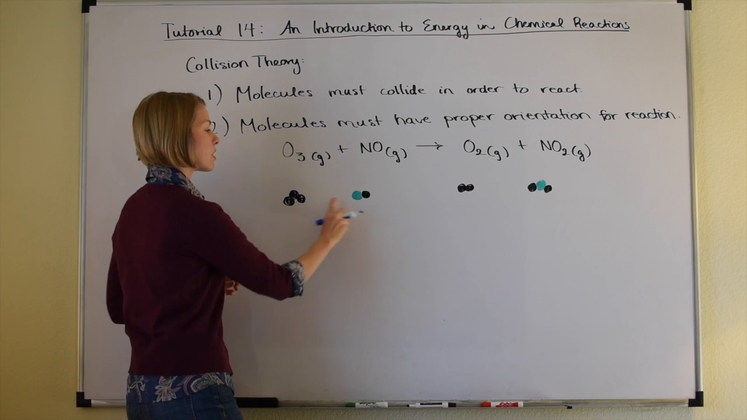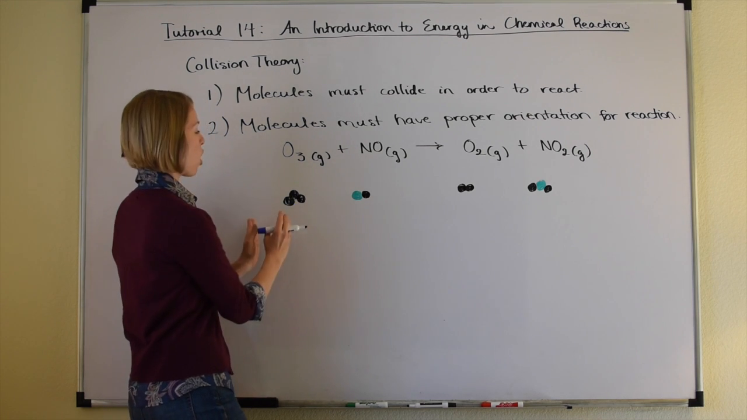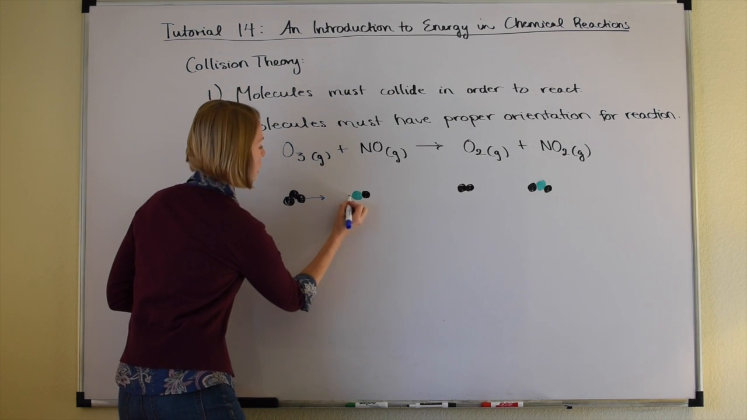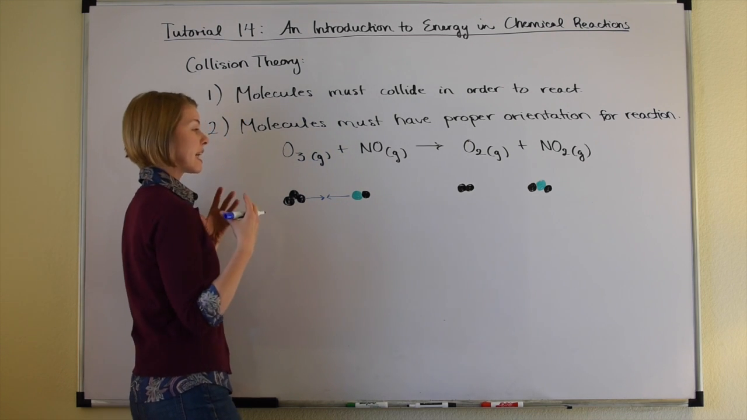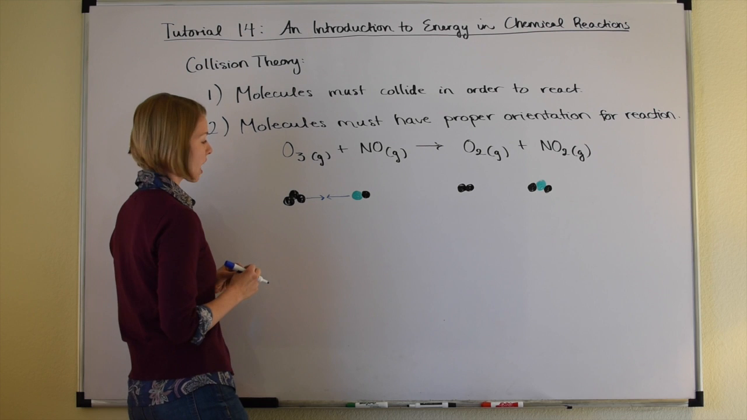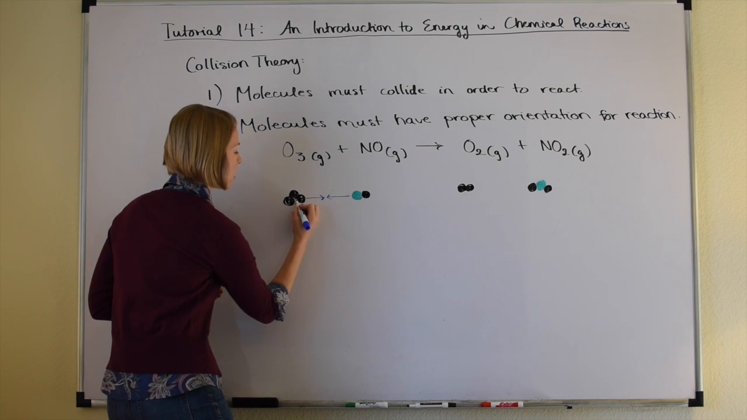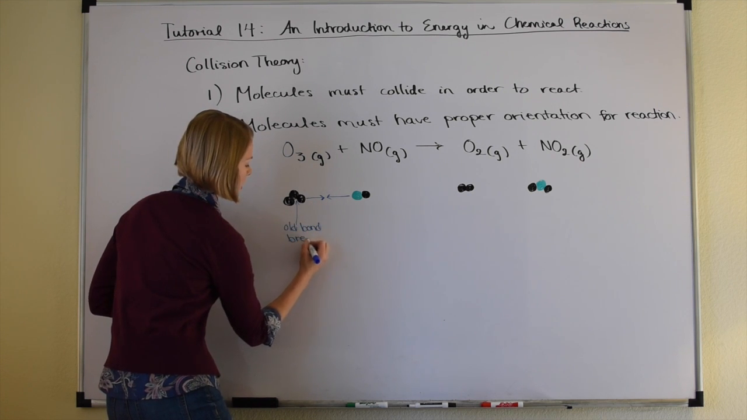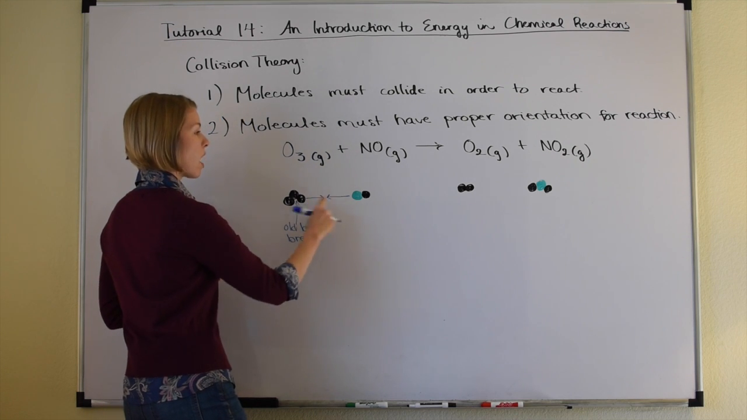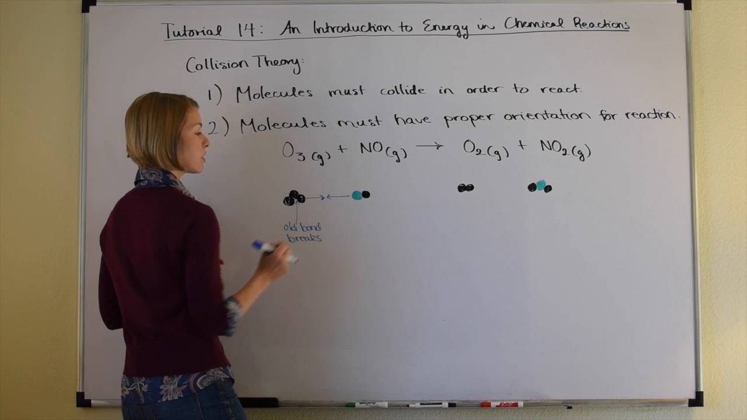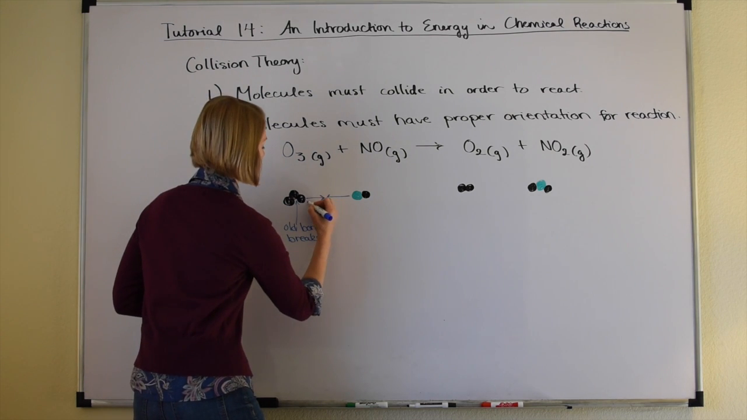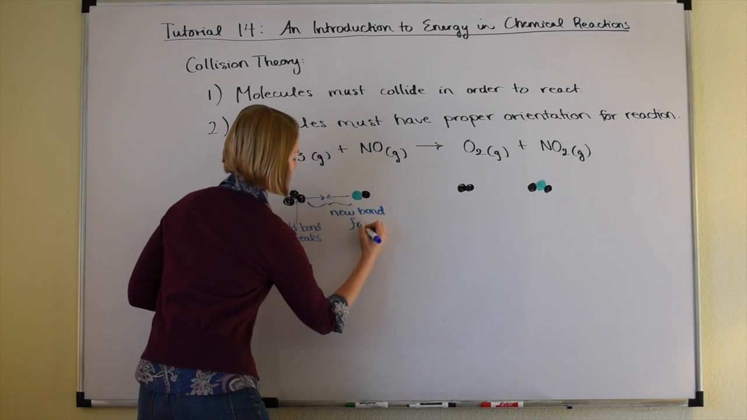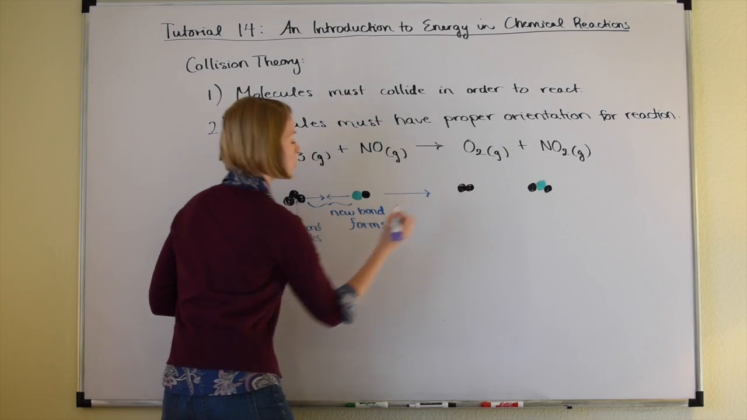Okay. So as long as a collision that's occurring between the ozone and the nitrogen monoxide occurs such that the oxygen at the end of the ozone is colliding with the nitrogen from the nitrogen monoxide, then we can see that the old bond is in a position to break. Old bond breaks. And this new bond between the nitrogen and the oxygen is in a position to form. So I'll just indicate here, new bond forms. And this reaction will proceed.